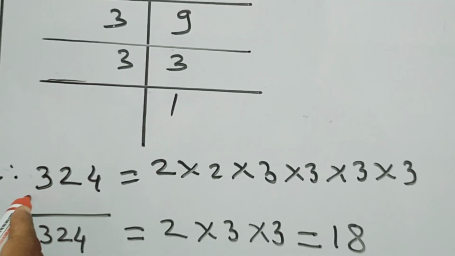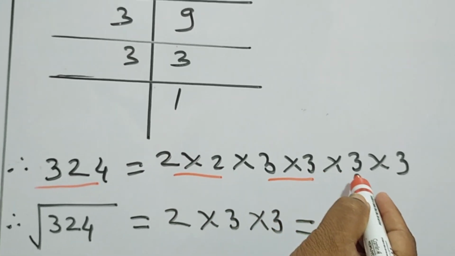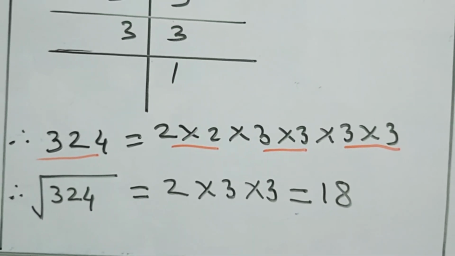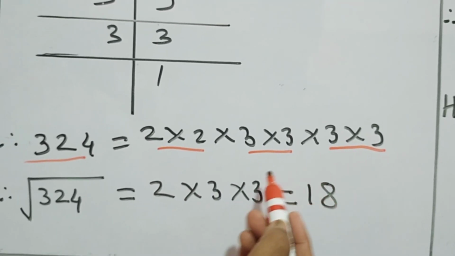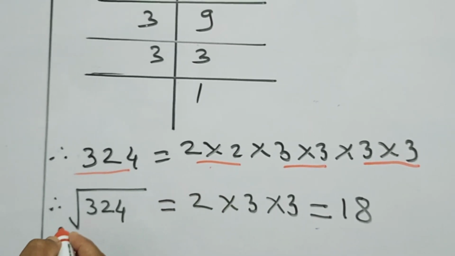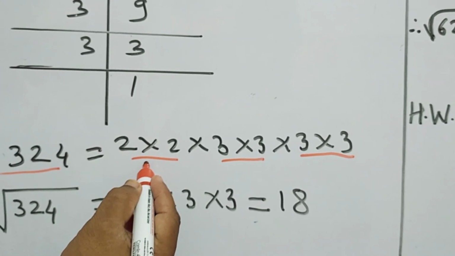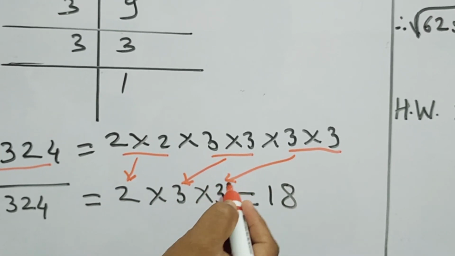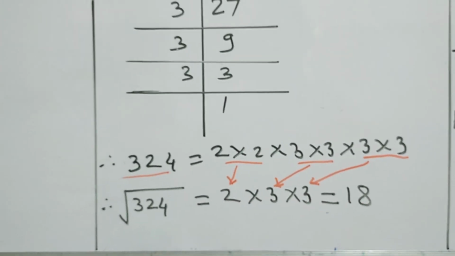Then write the factors of 324. 2 into 2 into 3 into 3 into 3 into 3. Make the pairs of same factors. First pair 2 into 2, second pair 3 into 3, third pair 3 into 3. And find square root. Therefore, square root of 324 is equal to, take one number from each pair. 2 into 3 into 3, it is 18. So 18 is the square root.